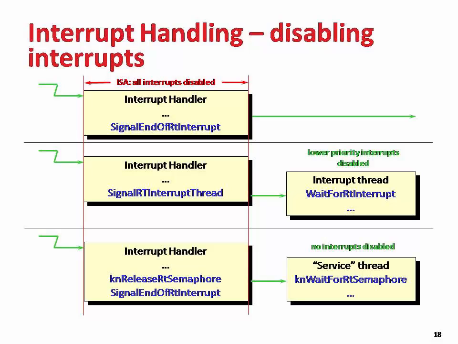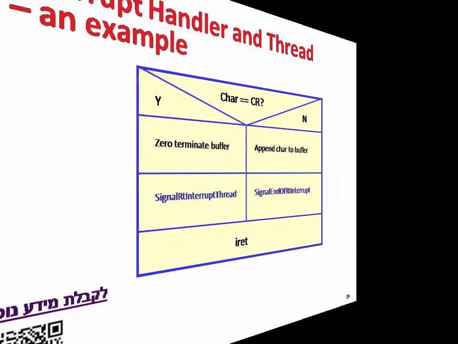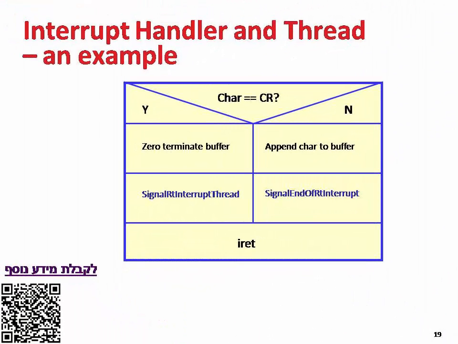To use a thread to service the time-consuming activities, the interrupt handler needs to carefully control thread scheduling by use of KNStopRTScheduler and KNStartRTScheduler. This scenario also requires the application to do all cleanup, like disabling the interrupt level it used. The interrupt thread does not have to be activated with every interrupt. The interrupt handler can decide when to invoke signal end of RT interrupt versus signal RT interrupt thread.